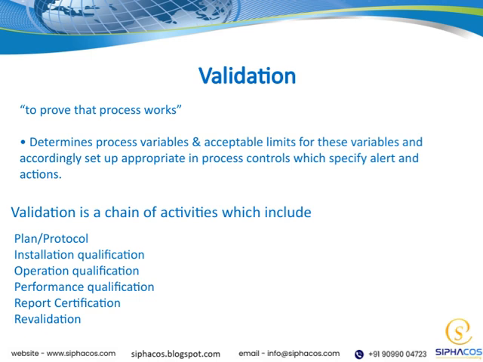Once these steps are completed, we generate a report and obtain certification to document everything. Finally, revalidation is performed periodically to ensure ongoing compliance and performance. Validation, at its core, is about proving that the process works reliably. It involves determining the key process variables, those critical factors that influence quality, and establishing acceptable limits for each. Using these limits, we set up in-process controls that include alerts and actions to maintain control. This way, we can promptly address any deviations.